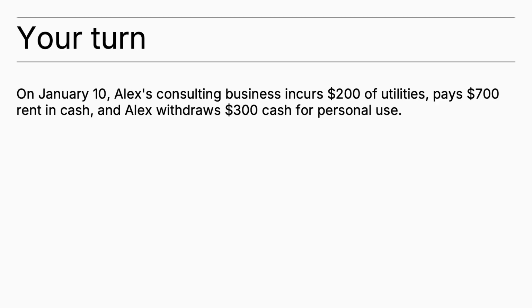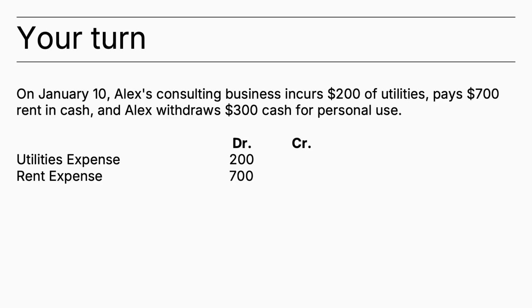Let's work through this step by step. First, the business incurred 200 of utilities. Since utilities are an expense, utilities expense increases. Expenses increase with debits, so we debit utilities expense for 200. Next, the business paid 700 rent in cash. Rent is also an expense, so rent expense increases and is debited for 700. Alex then withdrew 300 cash from the business for personal use. Owner withdrawals are recorded in the drawings account. Since drawings increases, we debit Alex drawings for 300.